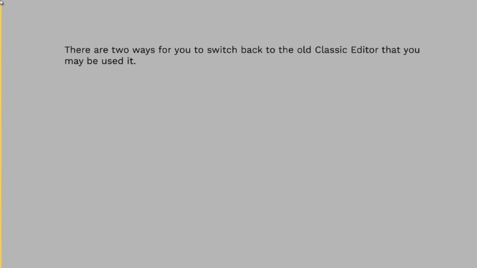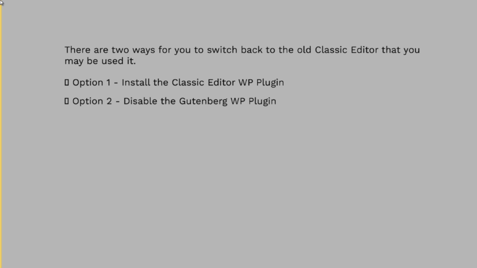There are 2 ways for you to switch back to the old classic editor that you may be used to. Option 1 is to install the classic editor WordPress plugin. And option 2, you can disable the Gutenberg WordPress plugin. Now, bear in mind that option 1 is what most of you are going to implement.